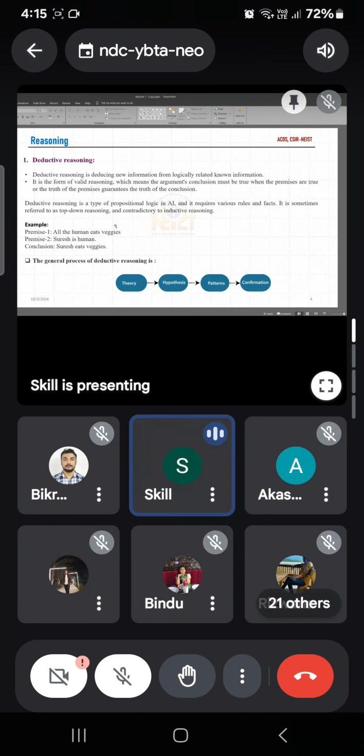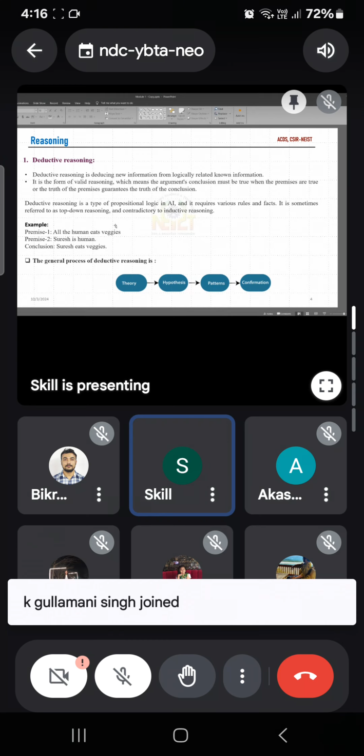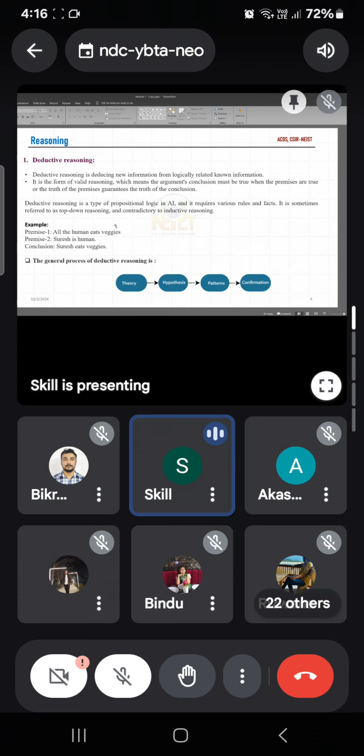So it is a type of propositional logic in AI, which we will look at after completing this reasoning, in the next session. It requires various rules and facts, and based upon that only we can have deductive reasoning. It is referred to as top-down reasoning and is contradictory to inductive reasoning, which we will see as the next type. Basically, deductive reasoning is the logical process where conclusions are drawn from general principles or theories, and a general argument is made to give the specific reasoning.